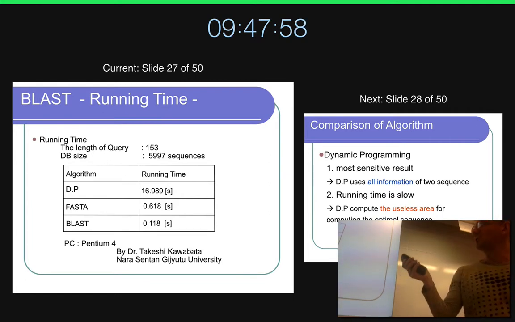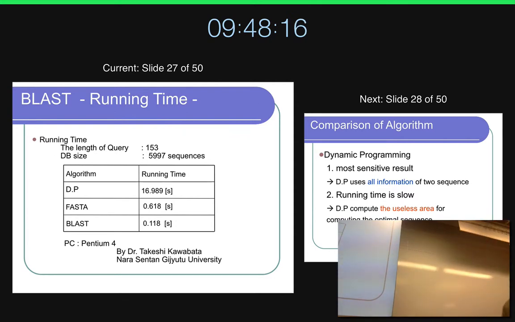This was an old example. You have a query of 153 sequences and a small database of 6,000 sequences. Today we have a database of 60 million sequences, 10,000 times bigger. In this test, dynamic programming took 17 seconds. That is not a problem, but if you take 17 seconds times 10,000, you start having to wait for some time. FASTA took 0.6 seconds, and BLAST took 0.1 second, and it was an old computer.